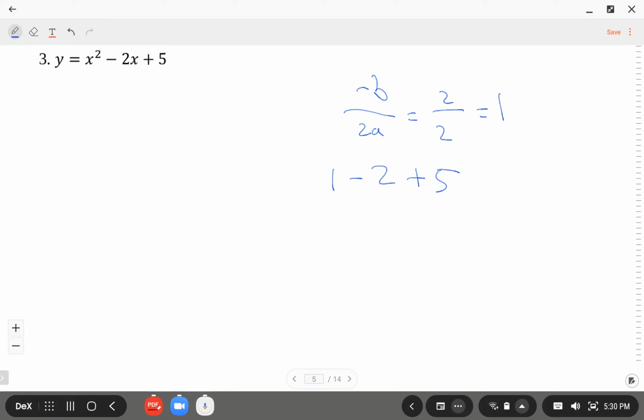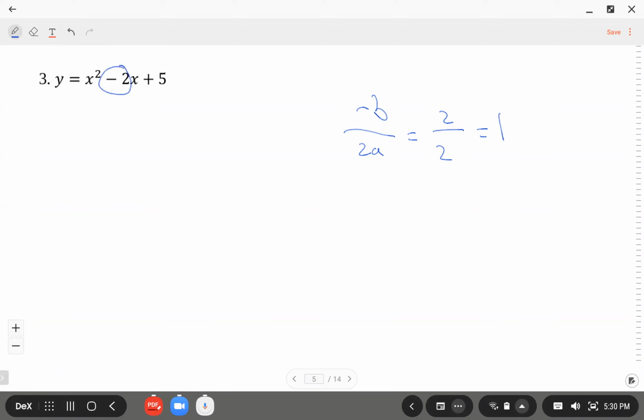Steven, what do you mean by -1? Okay, I don't mean -1. Because you see here, this is our b value. And then we take the negative of that, it's going to be +2. And then a is going to be 1, so over 2 equals 1, right?